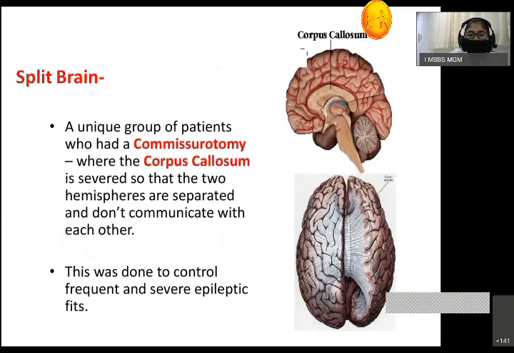Split brain. In this condition, the patient has had a commissurotomy or callosotomy, where the corpus callosum is cut or severed so that the 2 hemispheres are separated from each other. They don't communicate with each other. It is usually done in severe cases of epilepsy in which the patient does not respond to medication.